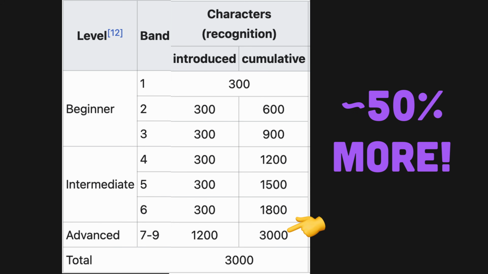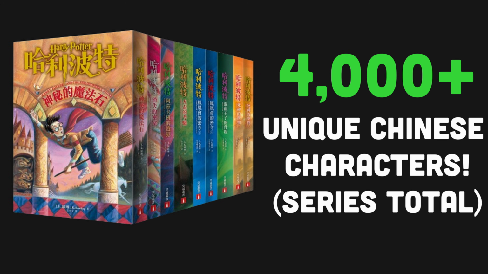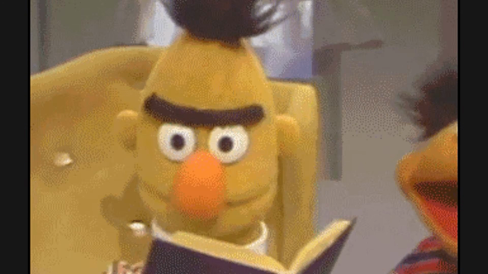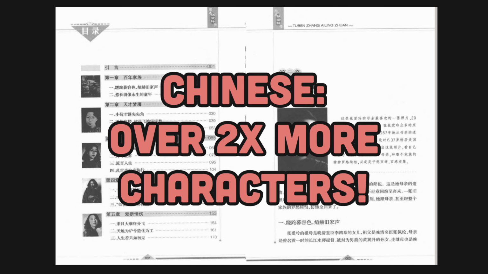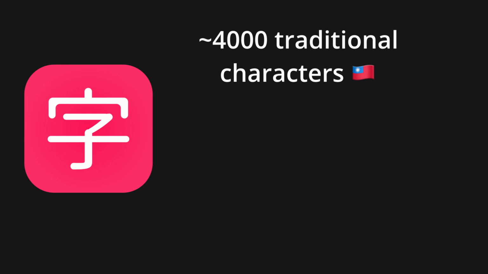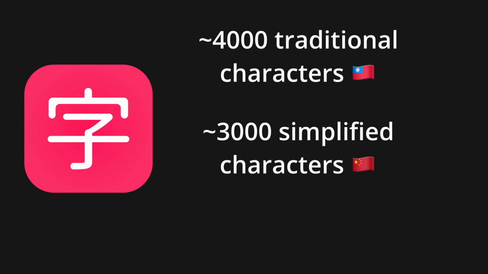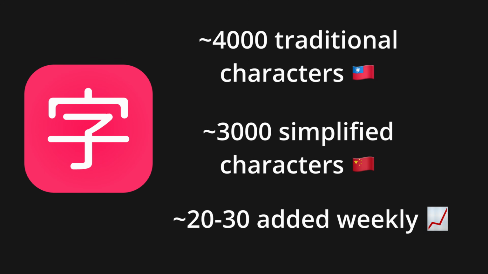Those 3,000 characters in the HSK still don't cover all the characters you'll find in something as simple as Harry Potter, for example. In reality, most Chinese speakers know around 4,000 to 5,000 characters in total, and you'll need to know approximately that many to recognize all characters you come across in daily reading. That is over double the amount of characters you need to know compared to Japanese. Currently, HanziHero has around 4,000 traditional characters and 3,000 simplified characters that we teach our users. We add more each week and plan to top out at around 5,000 characters for each script.